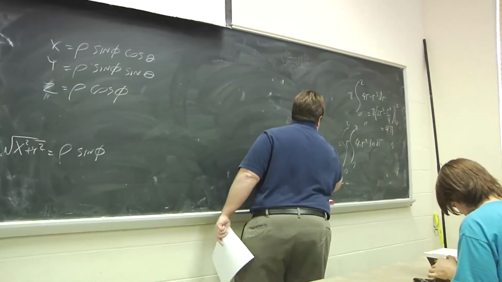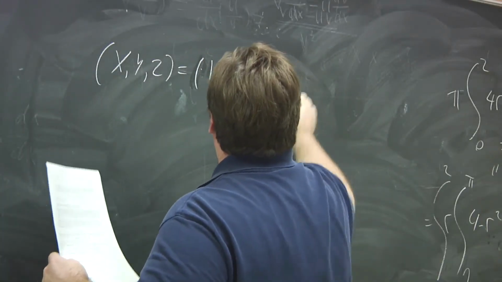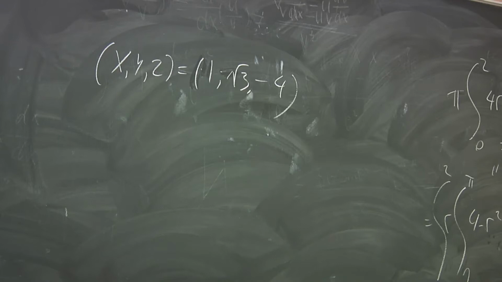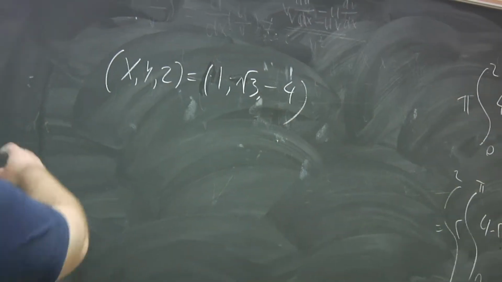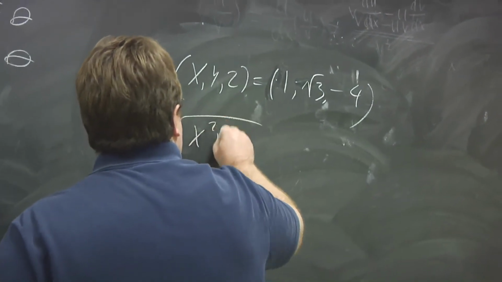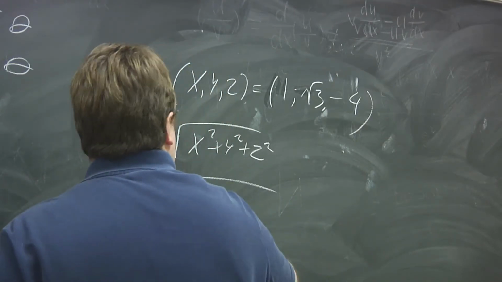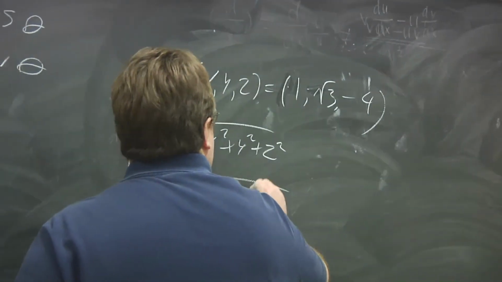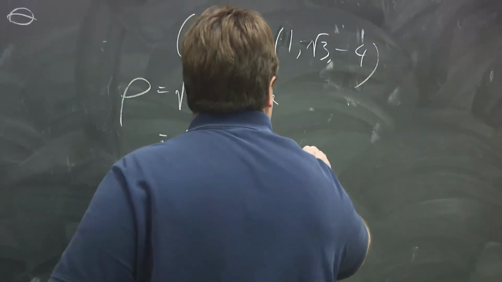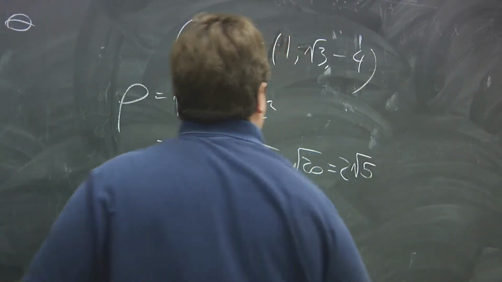Suppose we have a point (x, y, z) = (1, square root of 3, minus 4). So how do you convert to get rho, phi, and theta? Well, the first thing you do, you get rho most easily. So that's the square root of x squared plus y squared plus z squared. So we get 1 plus 3 plus 16, square root of 20, so it's 2 square root of 5.